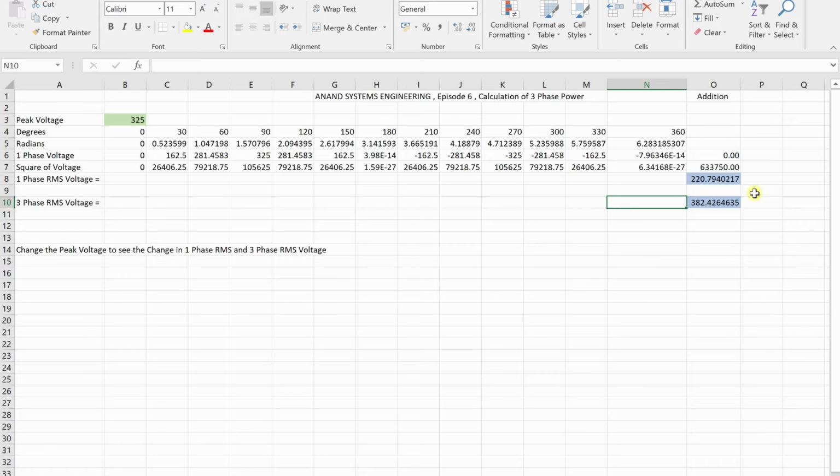But that is not the case for 3-phase power supply. To calculate the 3-phase RMS voltage, you have to multiply this value by 3 and you have to divide by 13, then take the square root. So you will get 382. If you are getting a peak voltage as 354, then you will get 416 volts as your RMS voltage. So that is how you calculate the RMS voltage. So if you want to use this Excel sheet, I have given the link below.